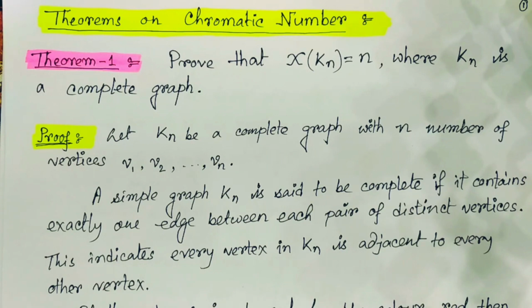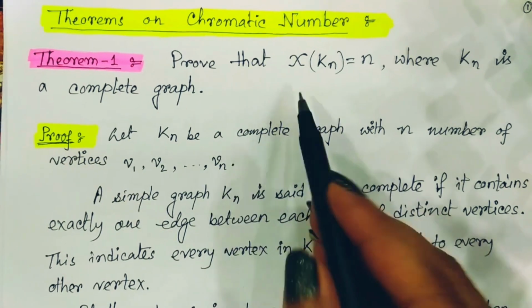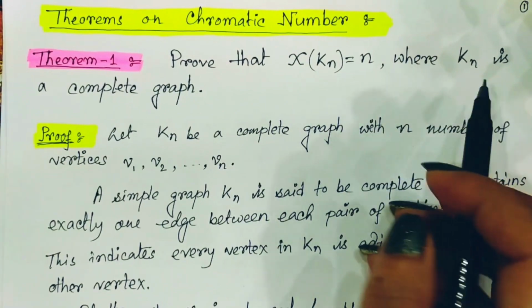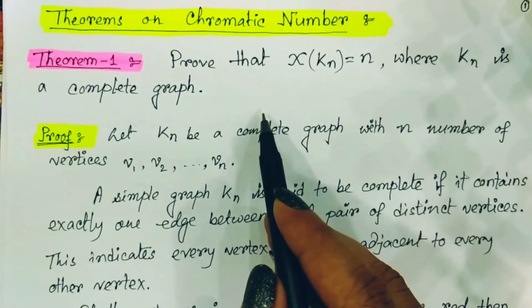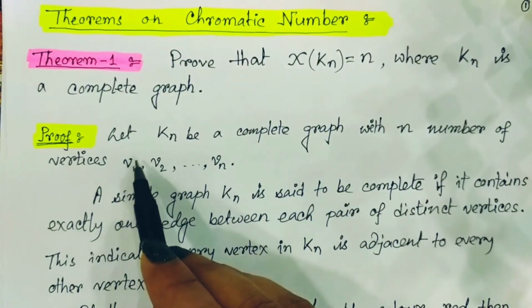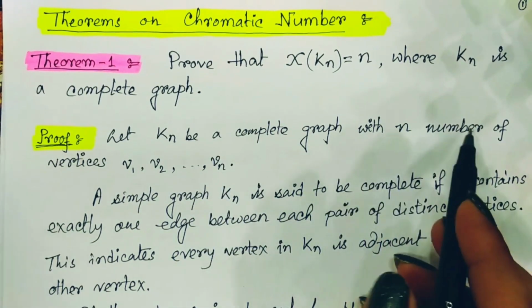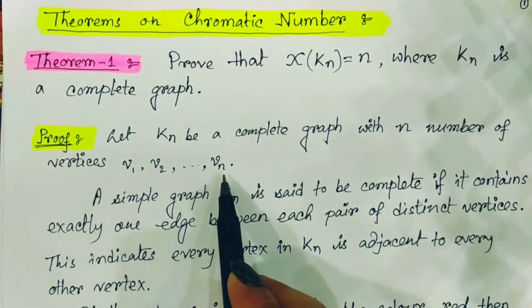In our last video lecture, we came to know about the chromatic number of a graph. In this video lecture, we are going to discuss some theorems on chromatic number. So the first theorem is: prove that the chromatic number of Kn is equal to n, where Kn is the complete graph. For the proof, let Kn be a complete graph with n vertices v1, v2, ..., vn.